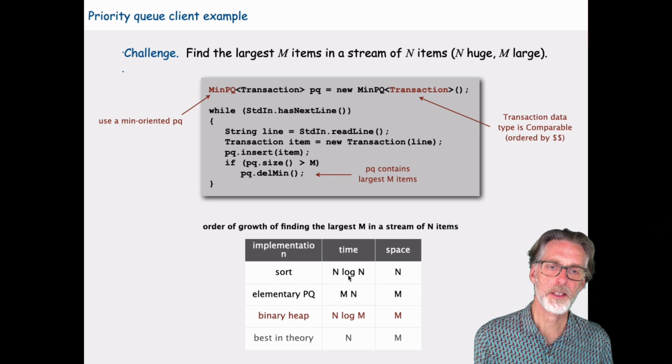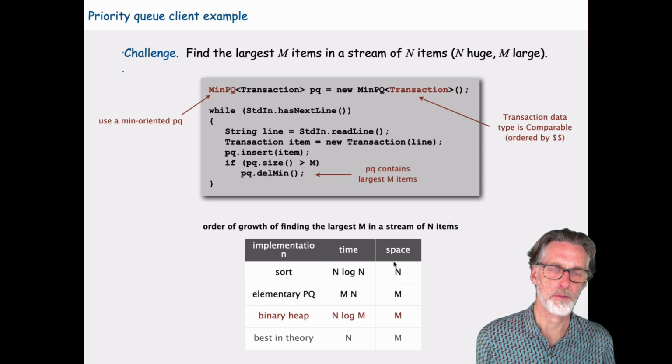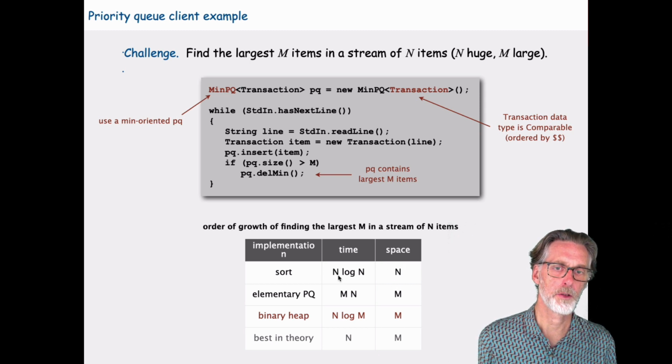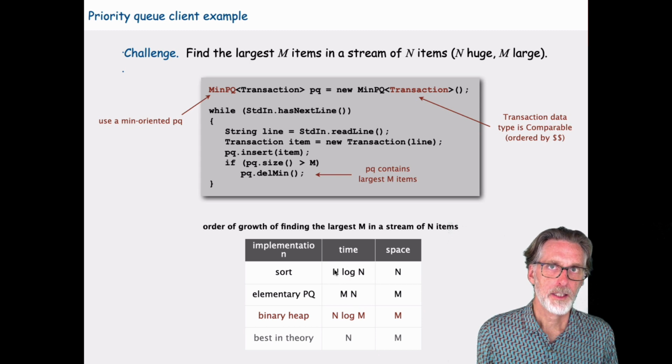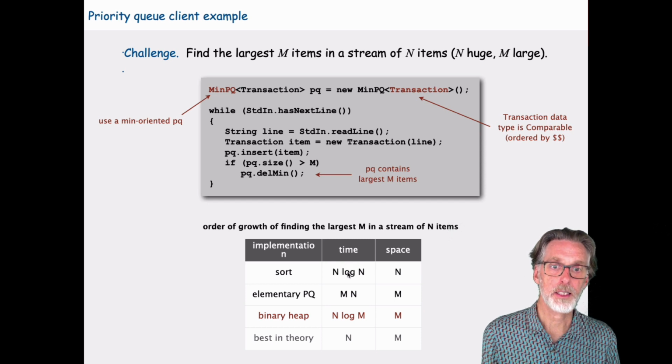If we were to try and sort in memory, well, we'd need memory proportional to all the items, so that's all the trillions of items. And we'd take time proportional to n log n. This is the fastest that we can do a comparison-based sort, and we'll see one sorting algorithm that actually works in this time today, that's heap sort.